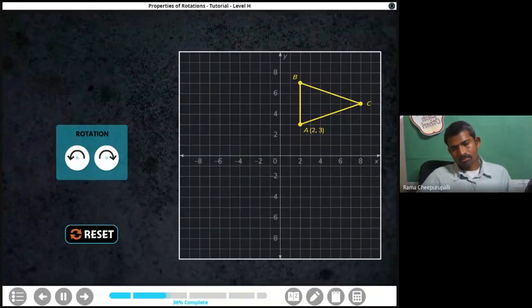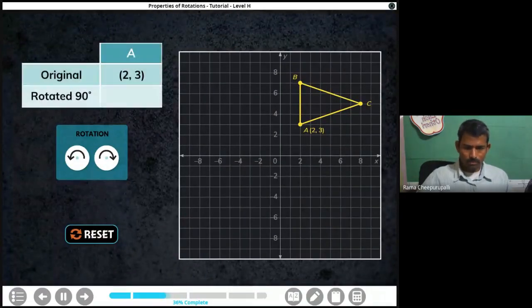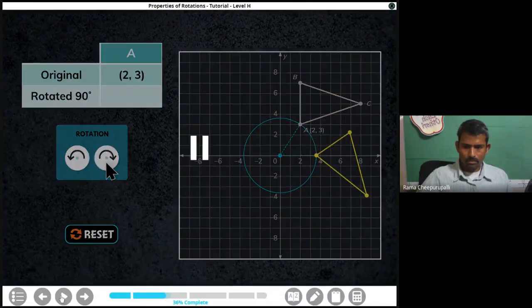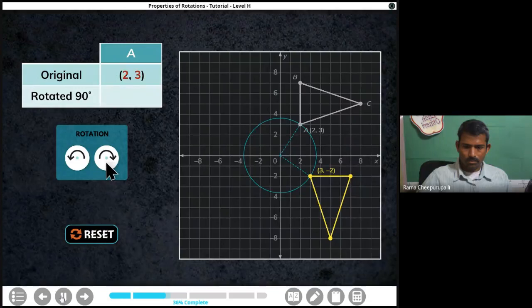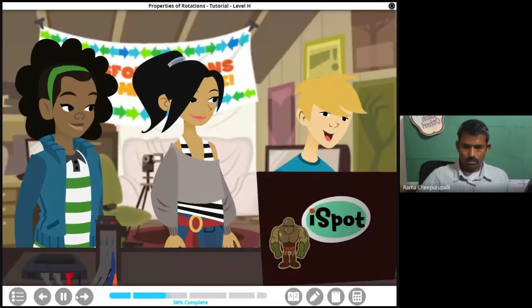Let's see what happens to the coordinates of points when you rotate a figure. We'll focus on point A. When you rotate the triangle 90 degrees clockwise, the coordinates of the image of A are (3, -2). Cool. I think we're getting a good handle.